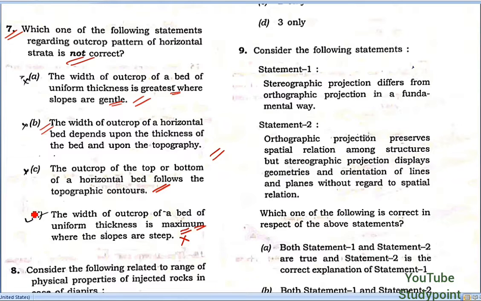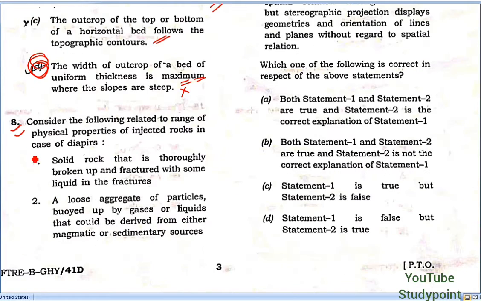Okay, the right answer is option D. This is not correct. Question number 8. Consider the following related to range of physical property of injected rock in case of dash pit. Let's see the options. Option 1: Solid rocks that is thoroughly broken up and fractured with some liquid in fracture. This is wrong.